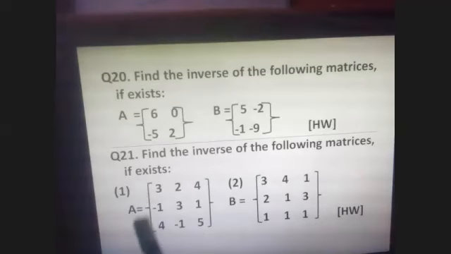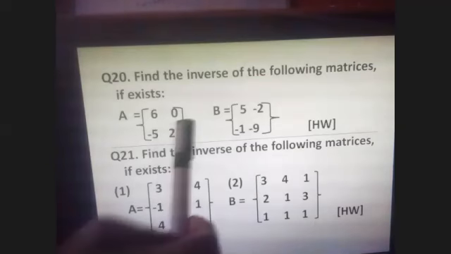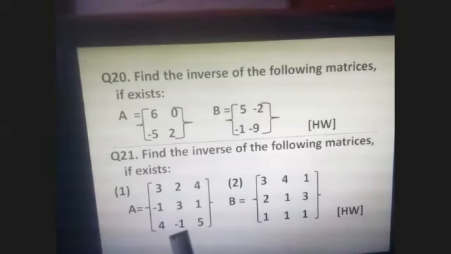You have to find the determinant. If the determinant is non-zero, then only the inverse exists. If the determinant happens to be 0, we can state that the matrix is singular and the A inverse does not exist. And again, for both the matrices, this is simple. You have to do it. This again, you have to do without fail.